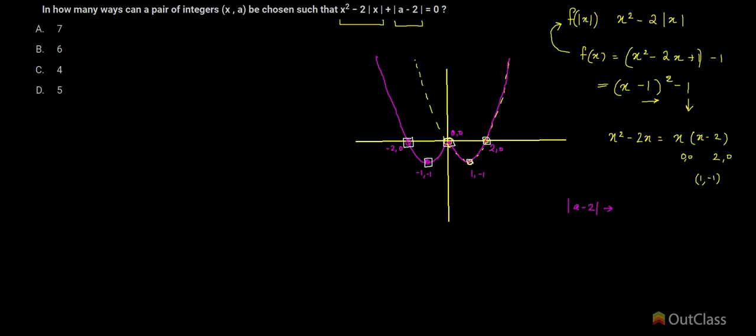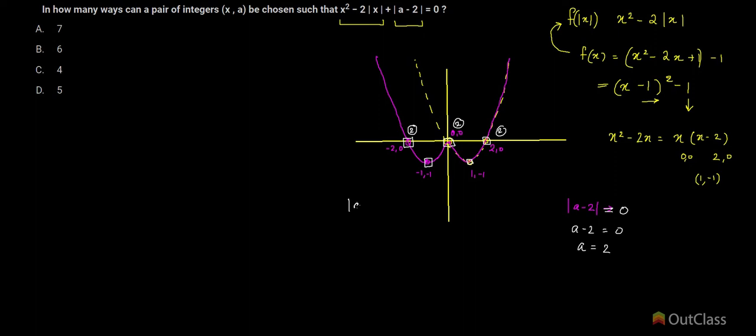Now at the point which is on the x-axis, we want mod a minus 2 to be equal to 0, which will give you a minus 2 also is 0, a is equal to 2. Now this means at this point a is equal to 2, a is equal to 2, a is equal to 2.